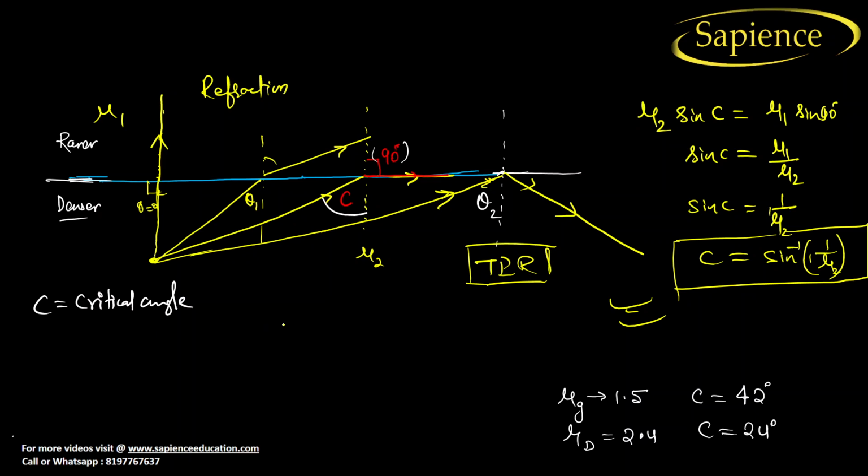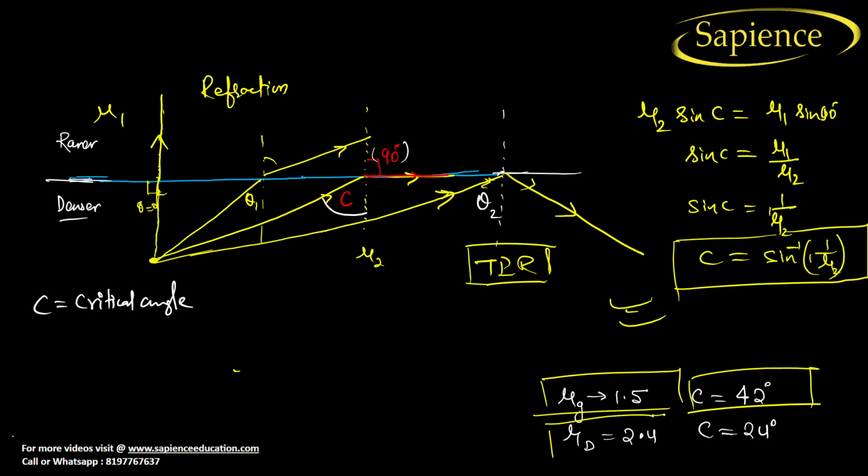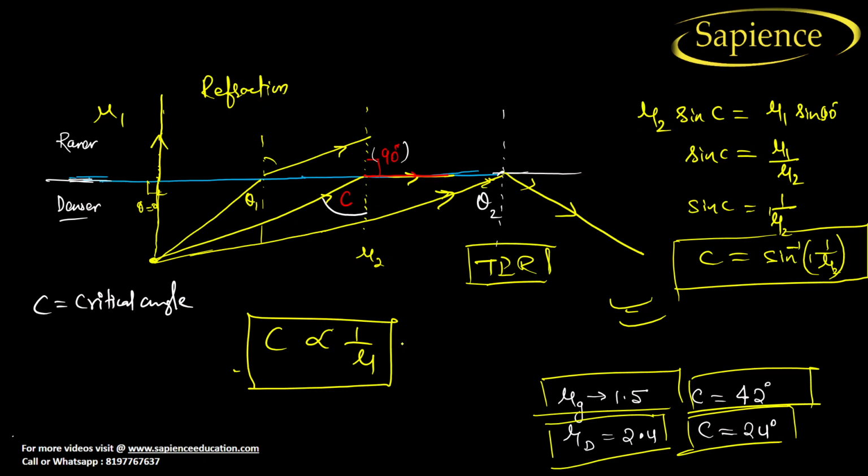Practically, it has been observed that for glass, the refractive index is 1.5 and the critical angle is 42 degrees. The refractive index of diamond is 2.4 and the critical angle is 24 degrees. So the critical angle is inversely proportional to the refractive index. I hope you have understood this concept.